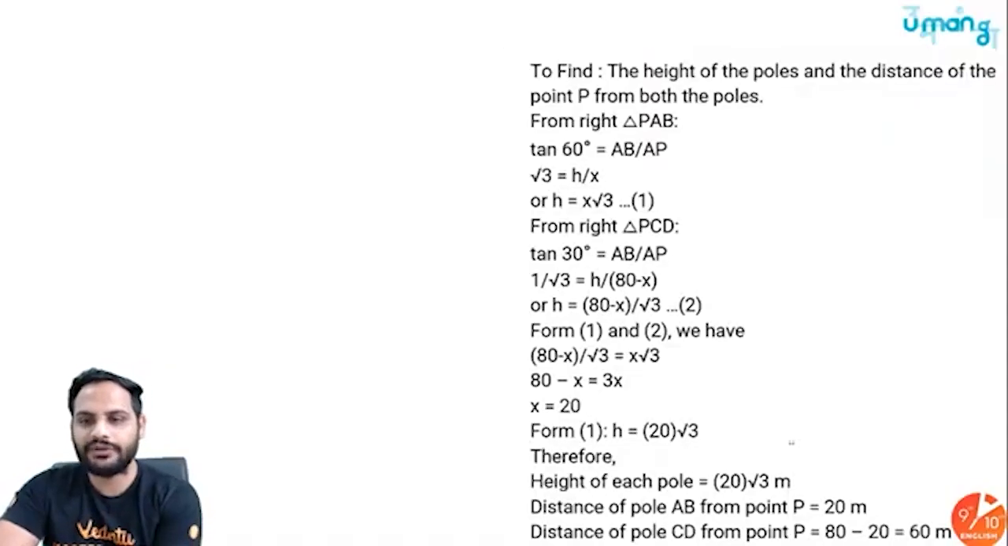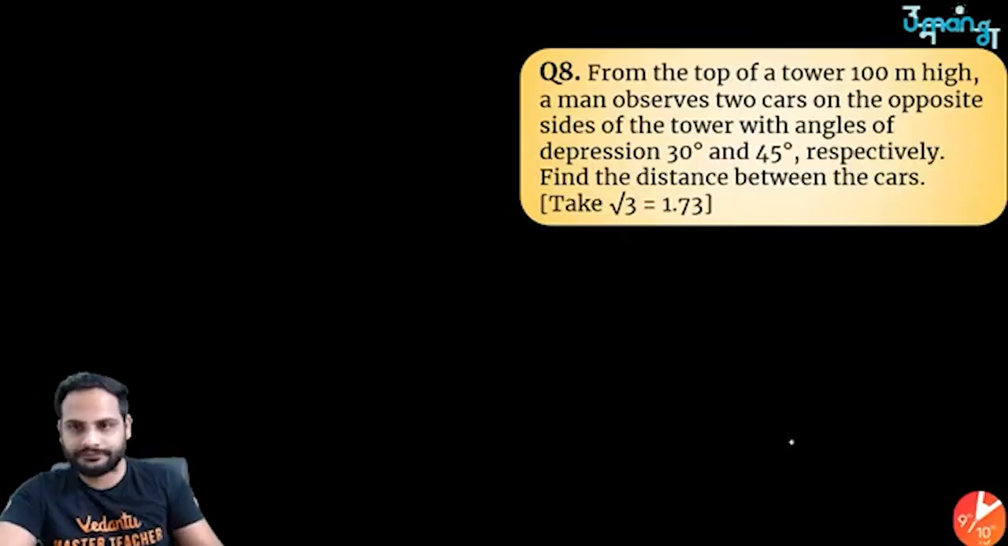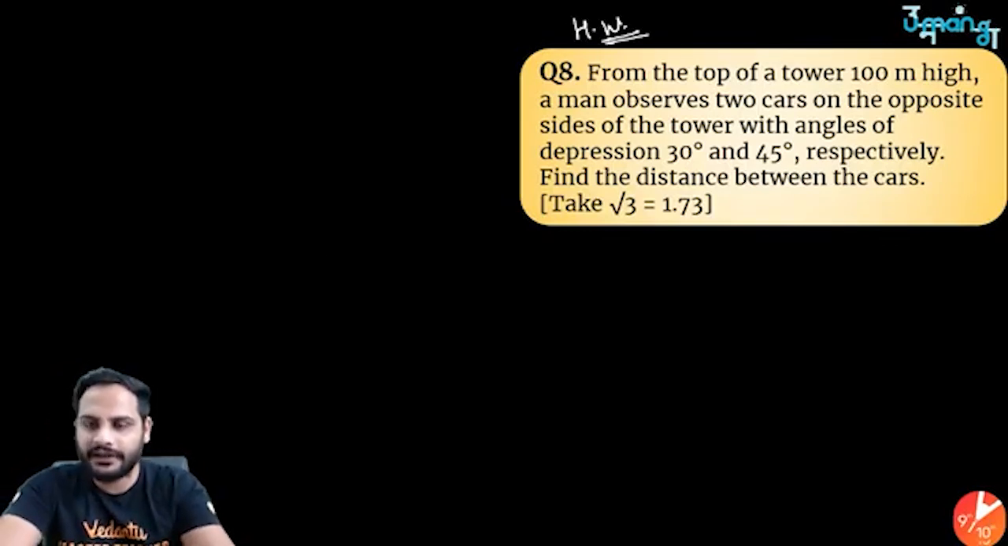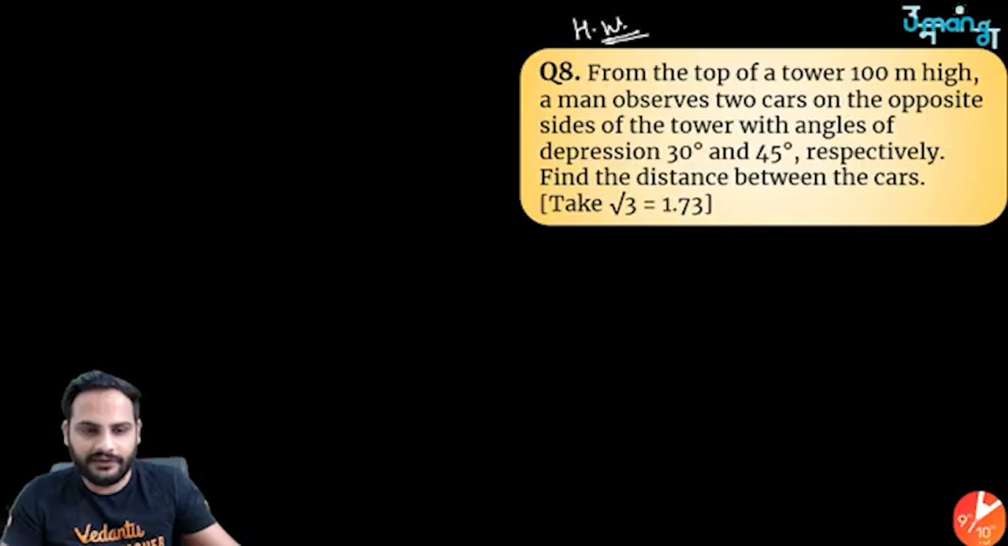Now I'm giving you one homework question for today. This is your homework question. From the top of a tower 100 meter high, a man observes two cars on the opposite sides of the tower. Read this part very carefully. They are saying on the opposite sides of the tower.